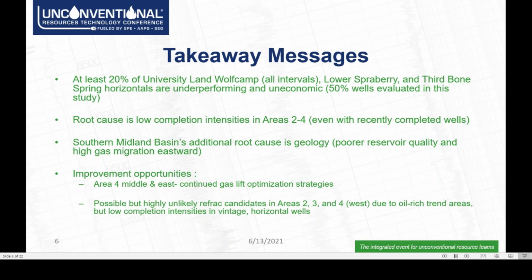The Southern Midland Basin's additional root cause is geology. There's poor reservoir quality and high gas migration eastward. There are improvement opportunities in Area 4, Middle and East to continue gas lift optimization strategies. And then you have possible but highly unlikely refrac candidates in Areas 2, 3, and 4 due to oil-rich trend areas, but they're low completion intensities in the vintage horizontal wells.